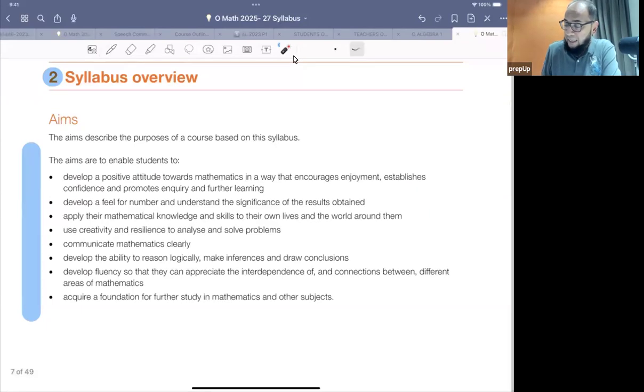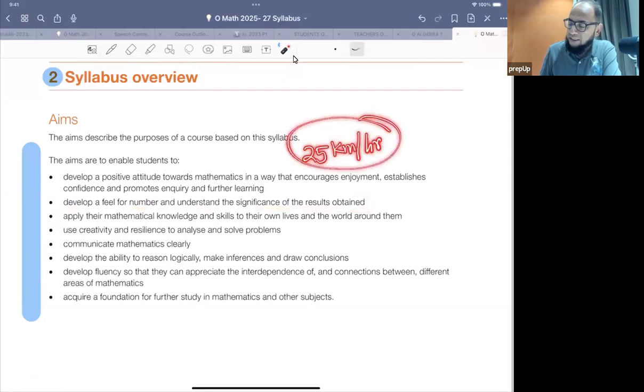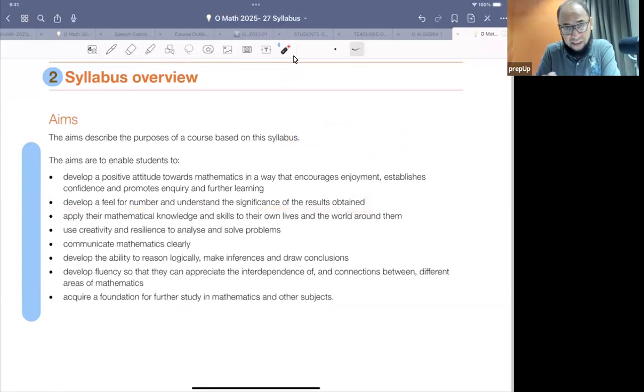studies. Develop a feel for number and understand the significance of the result obtained. Now this is very important. For example, if you solve a question and you are getting something as 25 kilometer per hour, you should understand that this answer makes sense, that this is a realistic answer. Whatever is the context of the question, I'm just giving an example, so the answer makes sense.